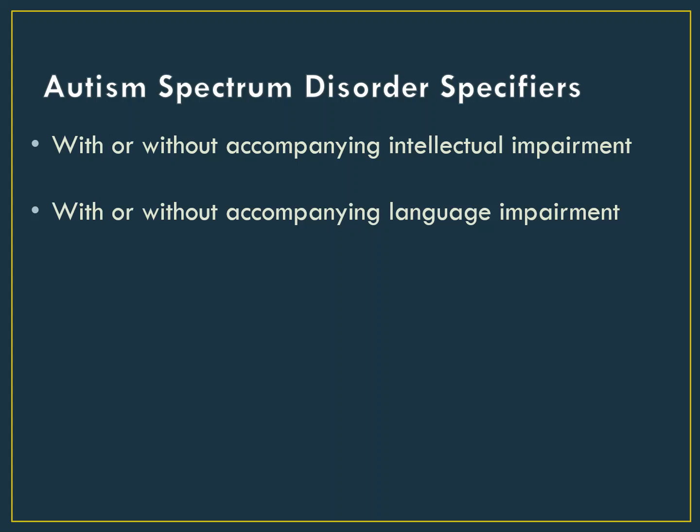There is actually not really very specific criteria for determining whether or not the individual experiences intellectual or language impairment. Generally, intellectual impairment would be diagnosed if the person experiences difficulties with intellectual functions, similar to what would be seen for intellectual disability. With regard to language impairment, this would be diagnosed when the person demonstrates difficulties in communicative verbal language, such that they're not able to appropriately engage in verbal interactions with others.